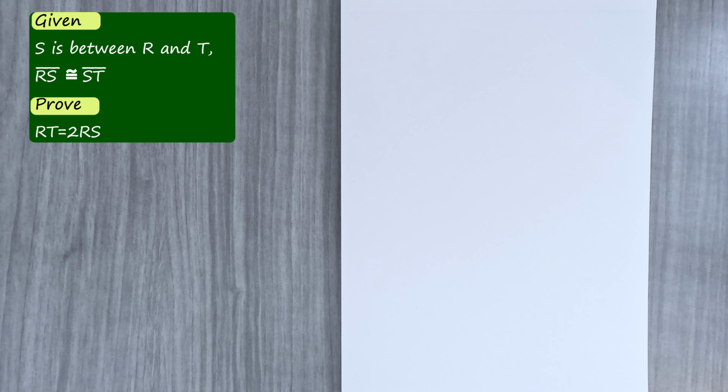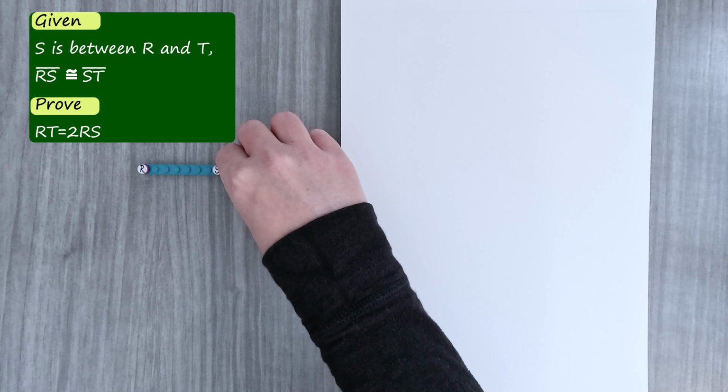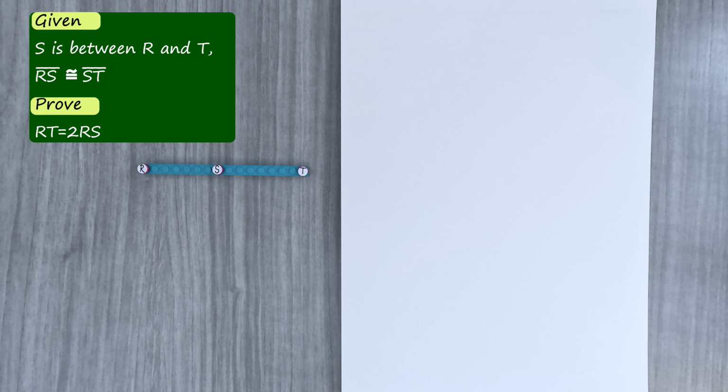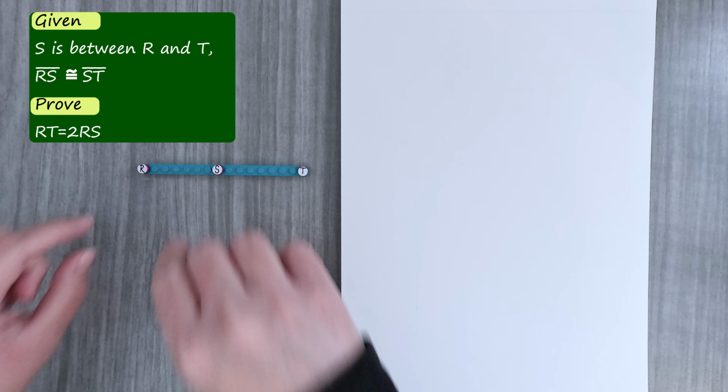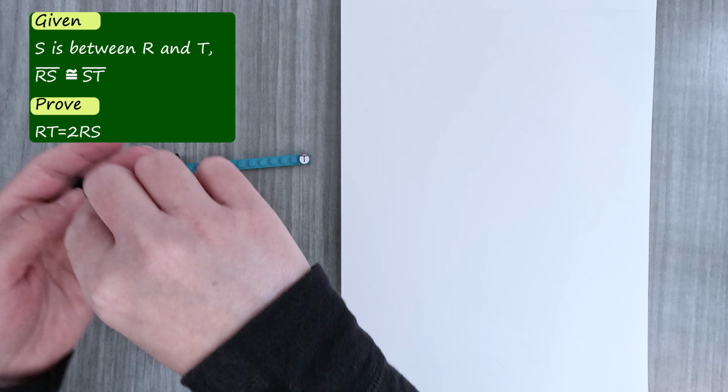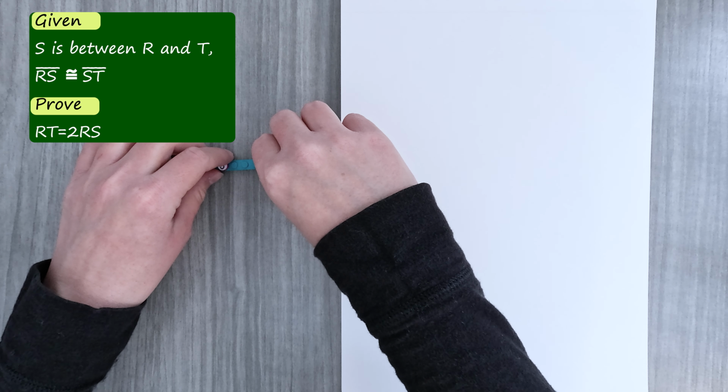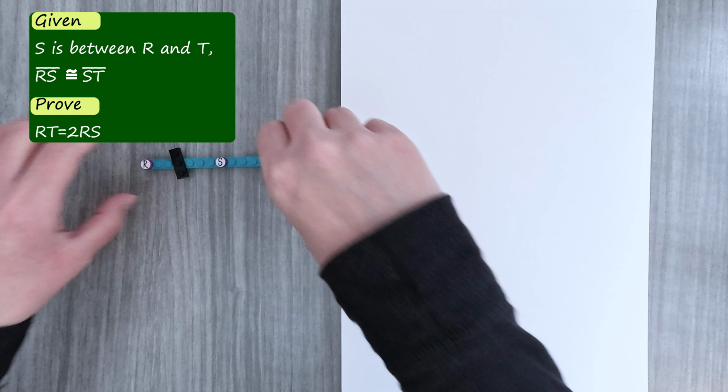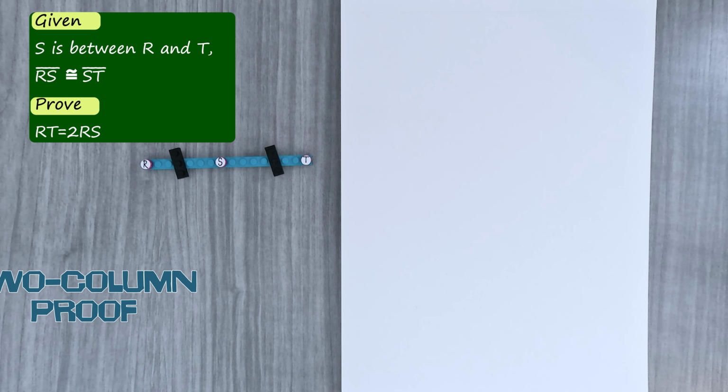First, let's go ahead and make a model of all of this to help us organize the information that we're given. Here's a line segment that has point R on one end, point T on the other end, and S is between them. Next, I'll add in the congruence marks to show that RS is congruent to ST. Now let's get started on writing out that two-column proof.